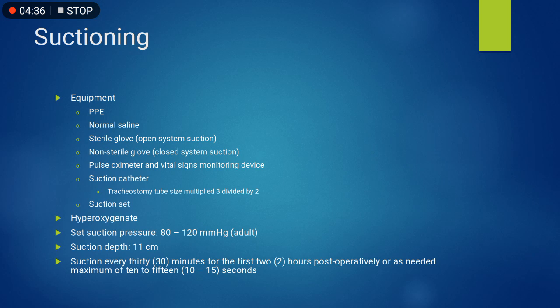Then suction. First, hyperoxygenate the patient. Then set the suction pressure to 80 to 100 mmHg for adults. Suction depth 11 to 13 centimeters approximately. Then suction every 30 minutes for the first 2 hours post-operatively or as needed, for a maximum of 10 to 15 seconds.